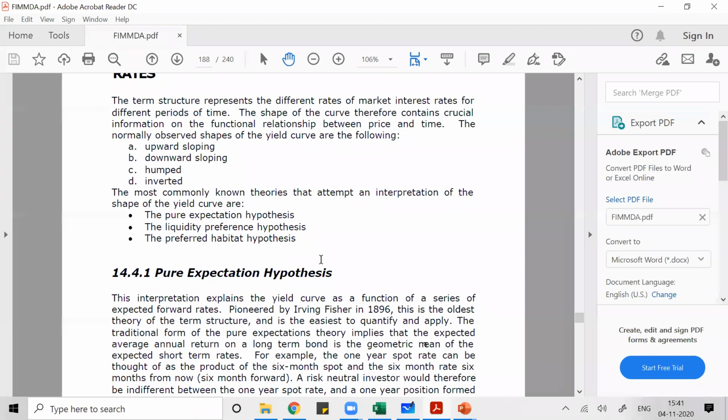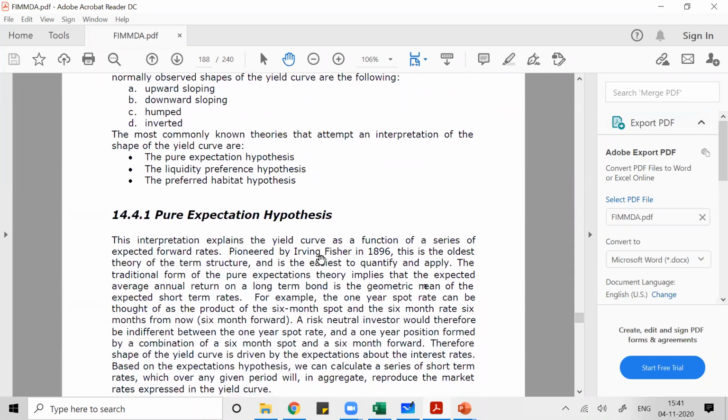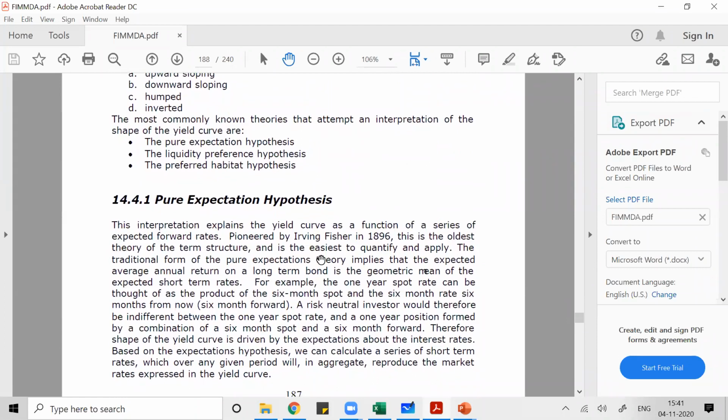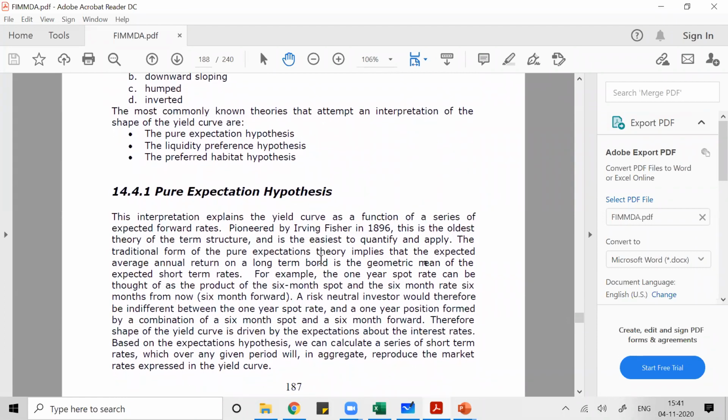The pure expectation theory explains the yield curve as a function of a series of expected forward rates. Like I told you, the shape of the yield curve is either upward, inverted, or flat. So when you try to understand what is happening in the yield curve, there are three theories which explain it.